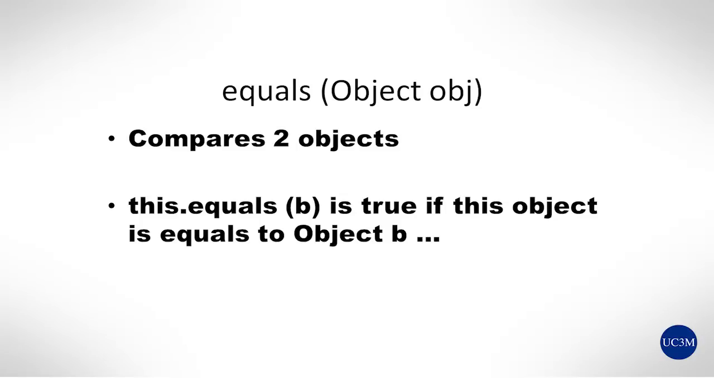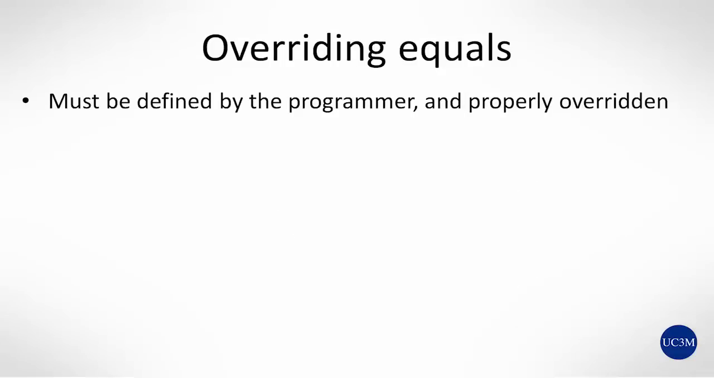The equals method compares two objects and returns true if the current object, which may be this, is equal to another object given as parameter. Well, what does being equal mean? Again, this will depend on the specific object, and thus this method should be overridden to achieve the desired property.